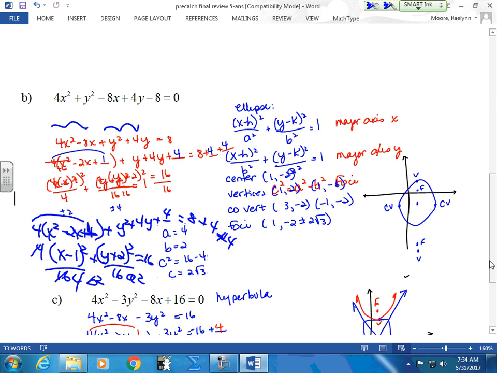Okay, what's the center? What's the center?